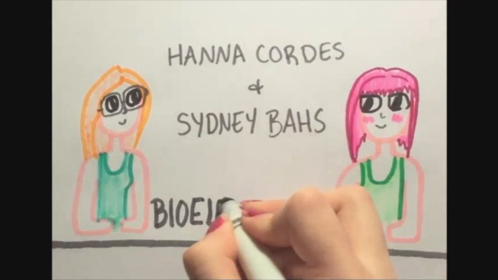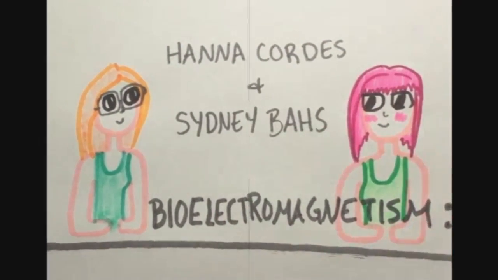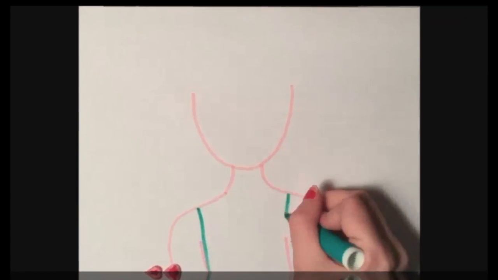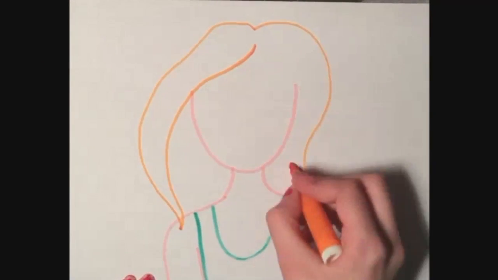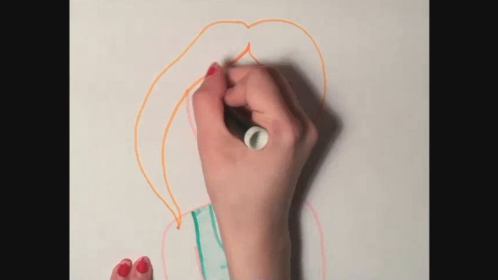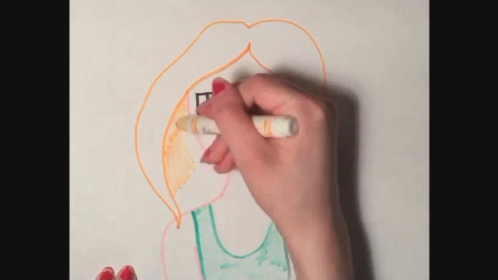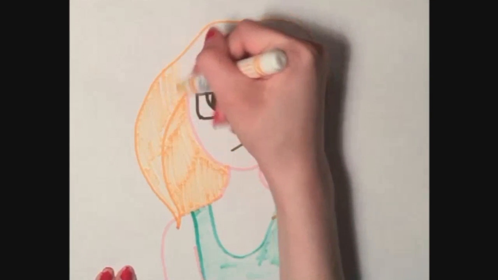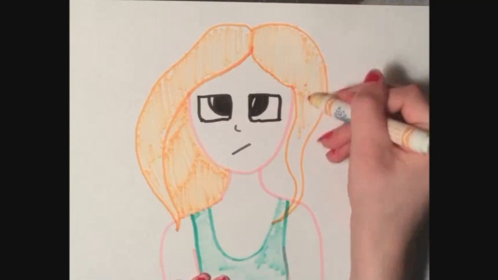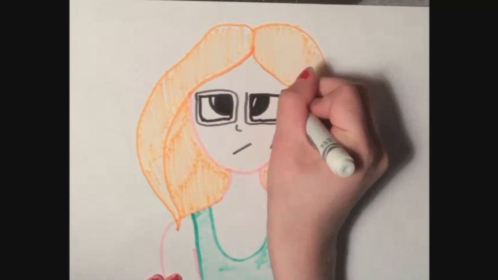This is our project on bioelectromagnetism. This is Hannah. Hannah is full of neurons. They are located in her brain and spinal cord. These neurons transmit information through her body to other cells in order to tell her body what to do.